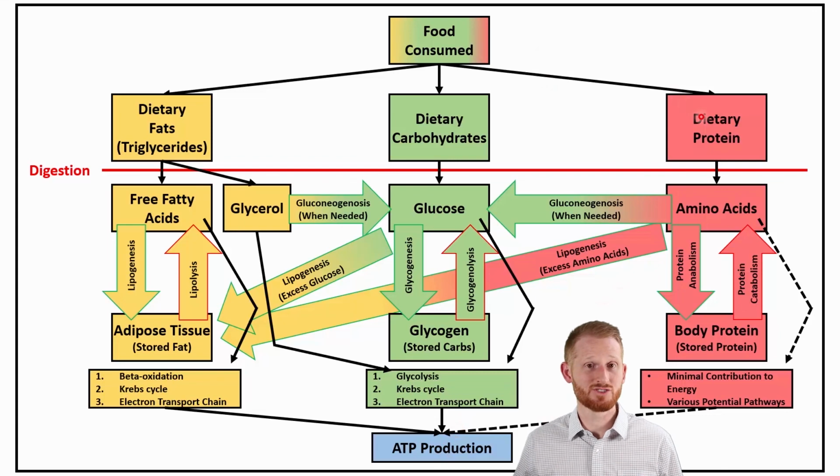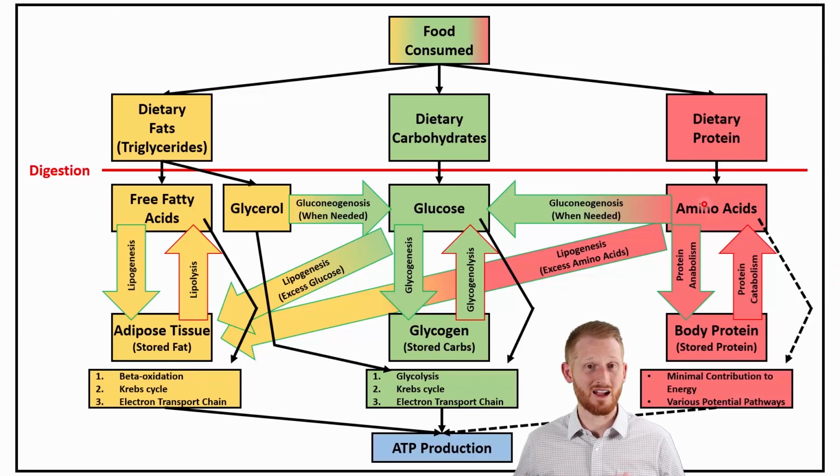And then the last major foodstuff that we bring in through our digestion is the dietary proteins, which would become amino acids. Those amino acids can, when needed, go through gluconeogenesis to produce glucose. Our body doesn't want to do this. Again, we don't want to use protein for energy, but we can if we need to. We can also go through this pathway here, breaking down amino acids through protein catabolism, and produce ATP through various different pathways. So it has a lot of different places where it can fit in that way.